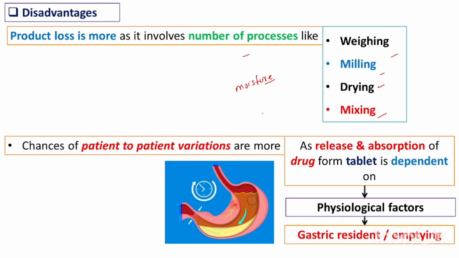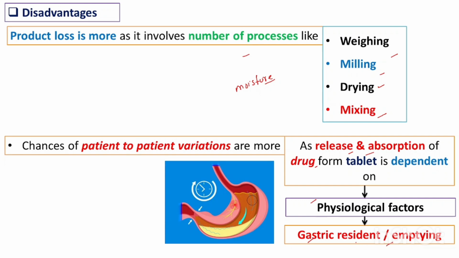Apart from that, the chances of patient to patient variation are more. Why the patient to patient variation? Because every individual patient has specific physiological factors, meaning body organs may sometimes work properly, or other diseases may affect tablet release or absorption into the blood circulation or systemic circulation. So here the release and absorption of the drug mostly depends upon the physiological factors of a human being, such as gastric residence or emptying time.